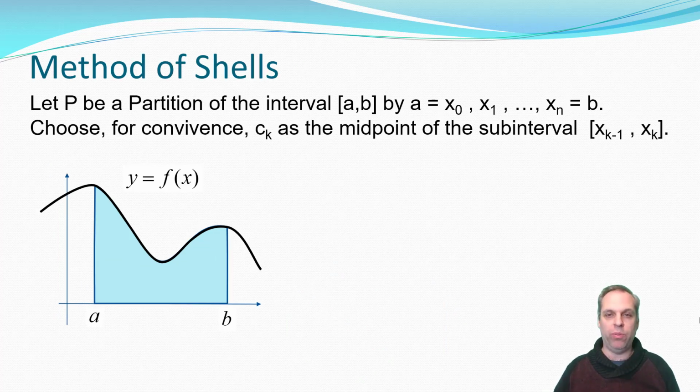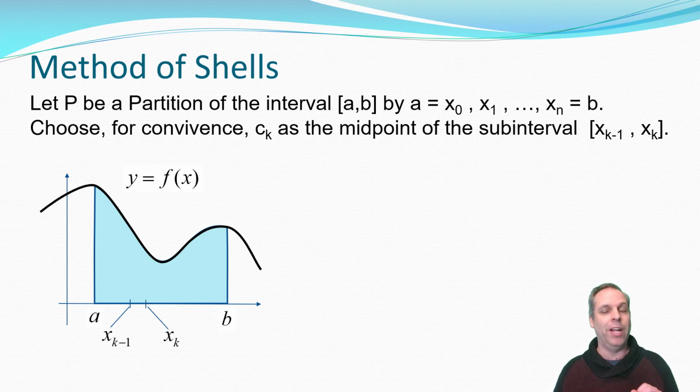To come up with a formula for how to find volumes by using shells, let's take the interval from a to b and partition it into x0, x1, and so on up to xn, where we start at a and end at b. Now, if you look at the kth such interval, as I've highlighted here, I can pick any x value in that interval when I make my Riemann sum. I'm going to pick, for convenience, the midpoint between those 2 x values. I'll just call that c sub k. That will then generate 2 points, one on the function's graph and one on the x-axis, and that gives me a height that you see here in red.